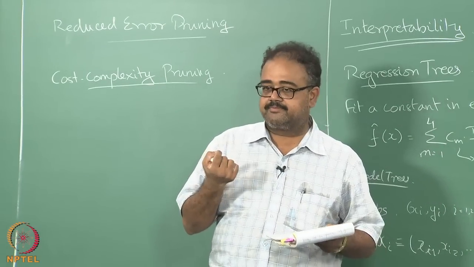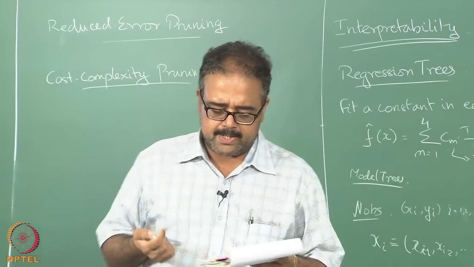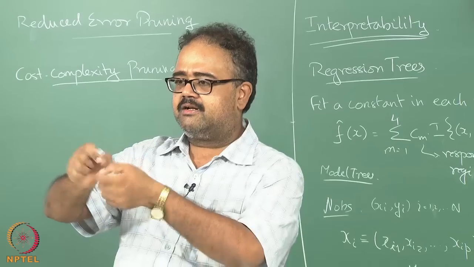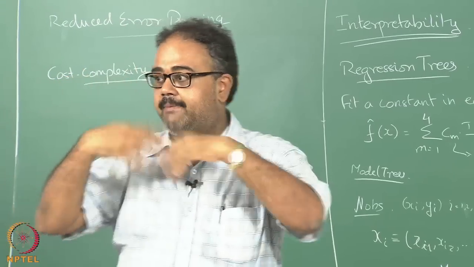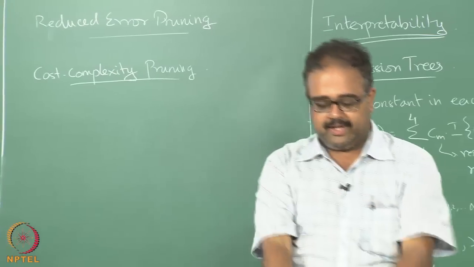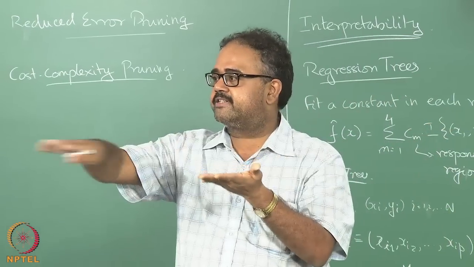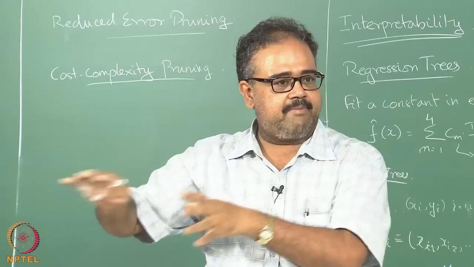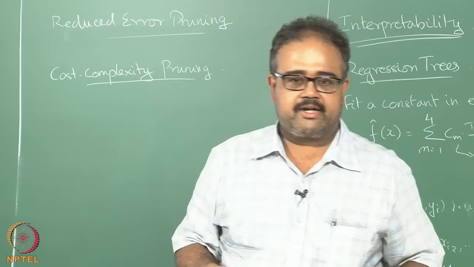we grow the full tree, right? And then for every possible non-terminal node that you can collapse, you collapse that non-terminal node, which would mean that the entire subtree underneath it you consider as a single region. You can replace it with the average prediction for the single region. Like that, you can collapse each of the non-terminals and create many, many different trees. So each of these is a subtree of the original tree, right?